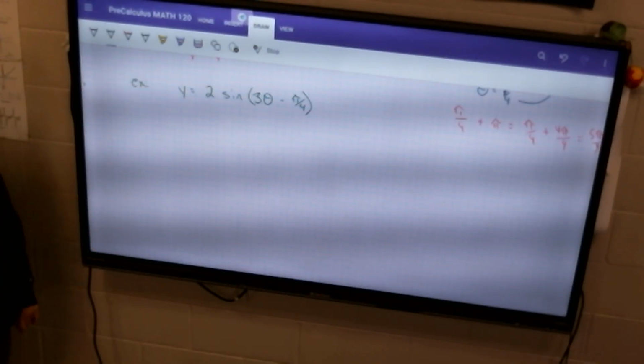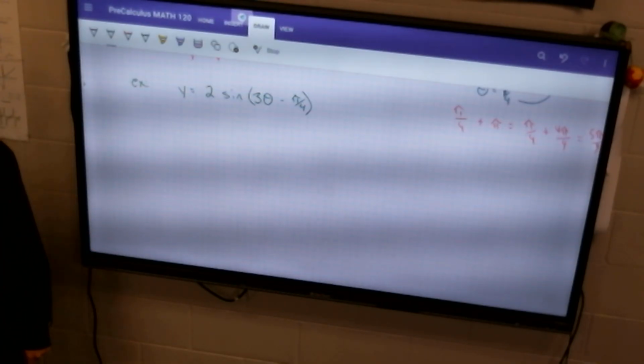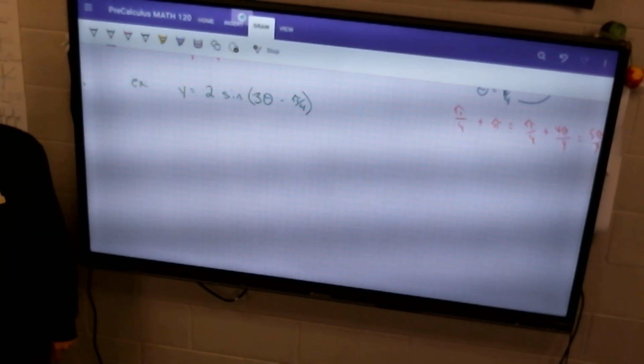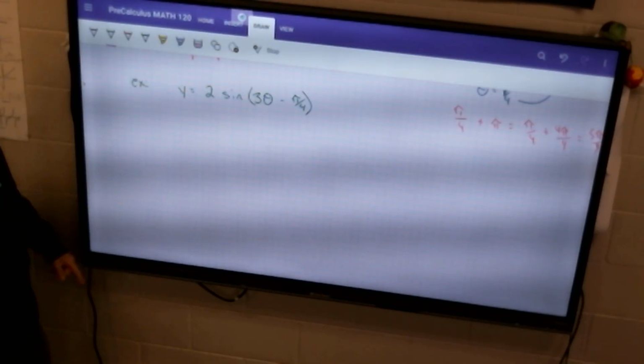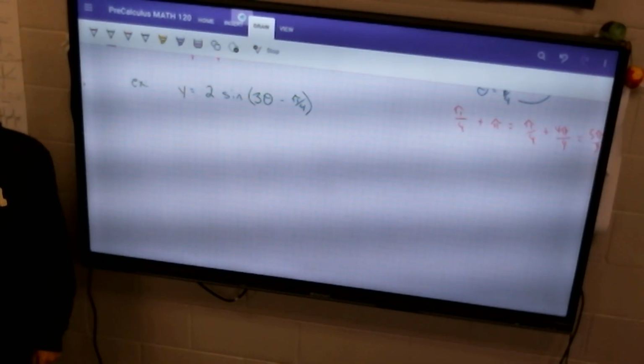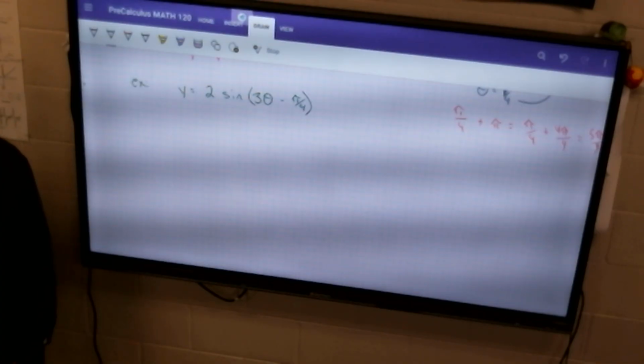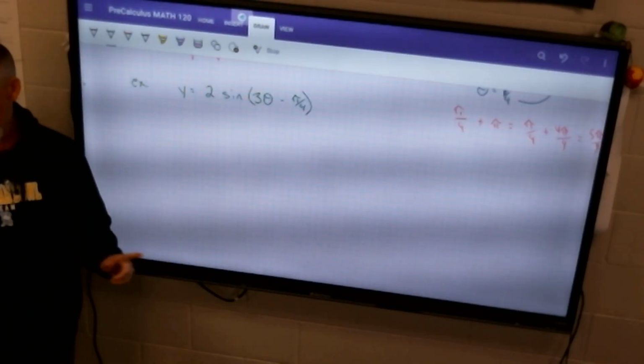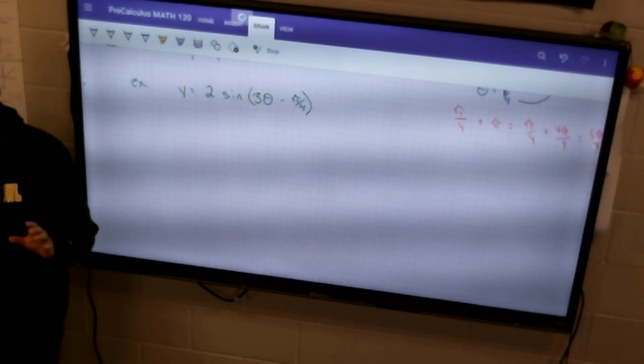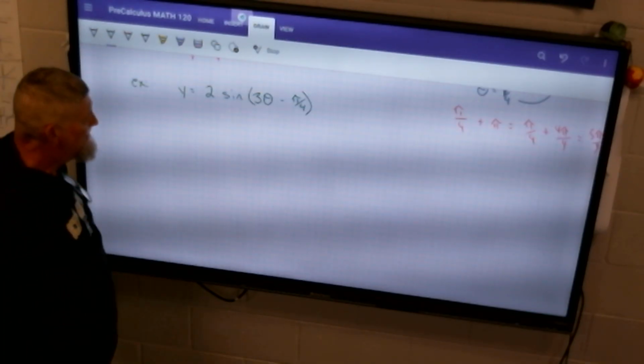compression, correct? How do we know this is a compression, not a stretch? Because what? Okay, I heard a couple things. What's greater than 1? 3. No. What value up here is greater than 1 that causes us to have a compression? It's the 3, the number in front of the theta. The B. Because that's greater than 1, I have a compression. Smart, I like it.